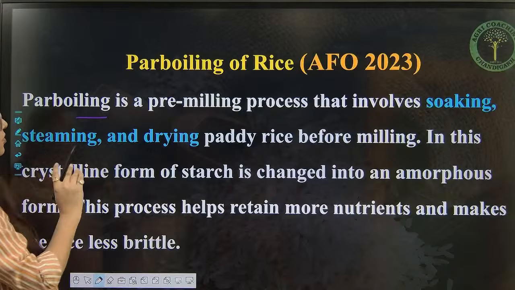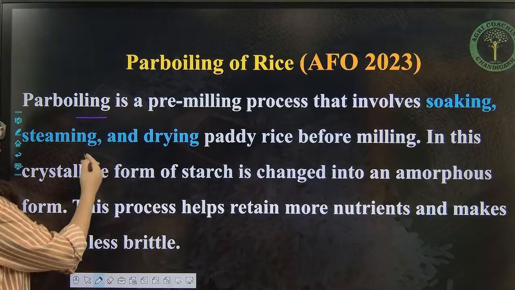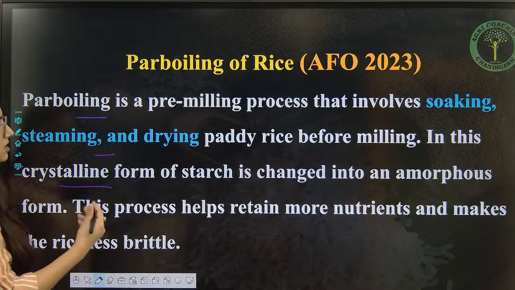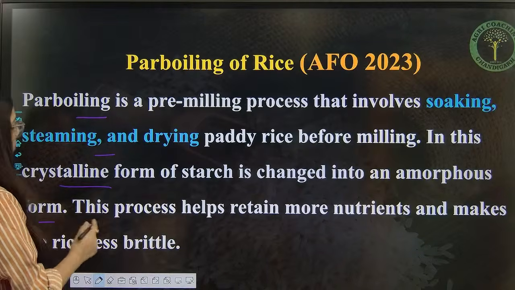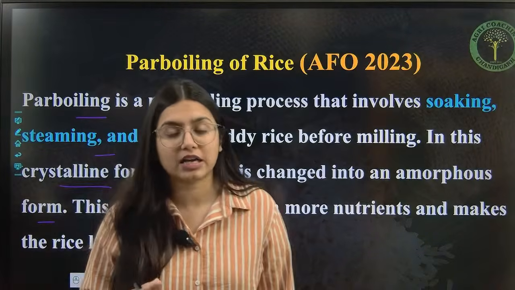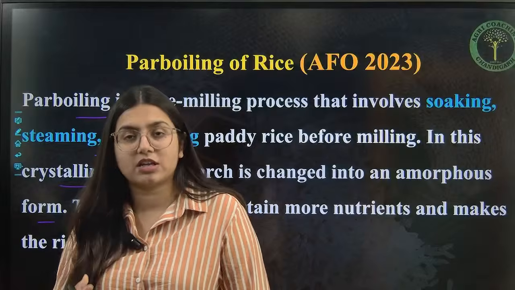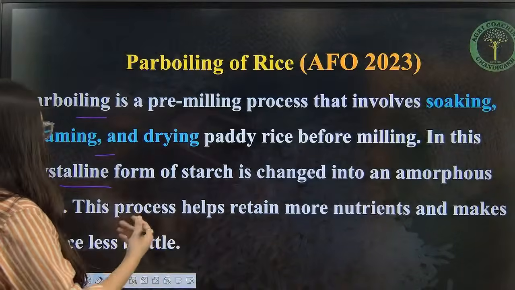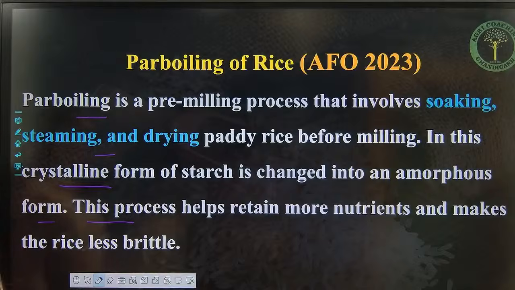Parboiling is a pre-milling process that involves soaking, steaming and drying paddy rice before milling. And this crystalline form of starch is changed into an amorphous form, which forms a protective shield. This amorphous form is only acting as a protective shield for the grain. This process helps retain more nutrients and make the rice less brittle.